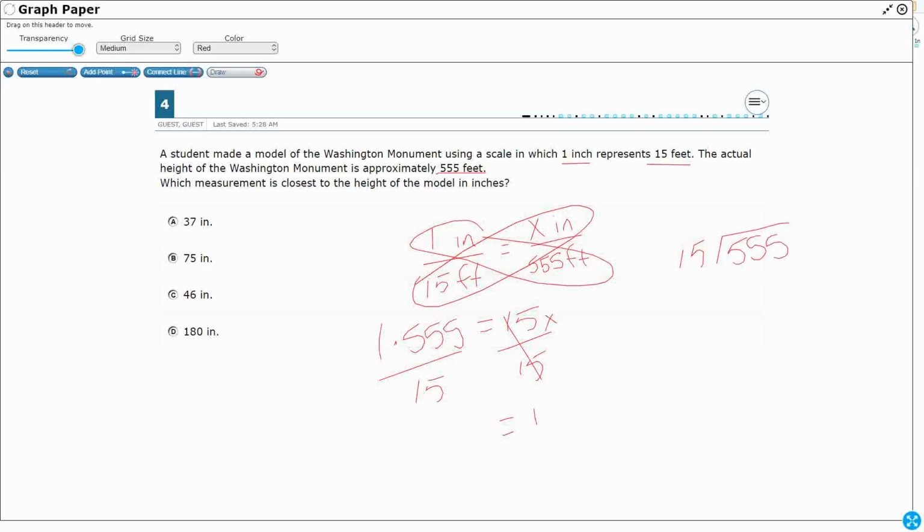555. It's going to go, let's see, 3 times. That's 45. That's 105. And it needs to go evenly, so it's going to have to be an odd number there. Let's try 7. And that's going to be, yep, that's what we need. 105. And so there we go. 37 inches. The answer is A.